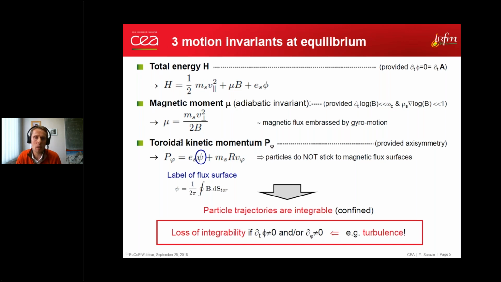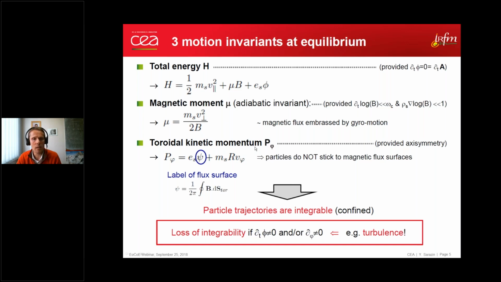The magnetic moment, which is the ratio of the transverse energy divided by the magnitude of the magnetic field, is what is called an adiabatic invariant. It's an invariant provided that the magnetic field evolves slowly with respect to the cyclotron motion, which is the case actually in tokamak plasmas.